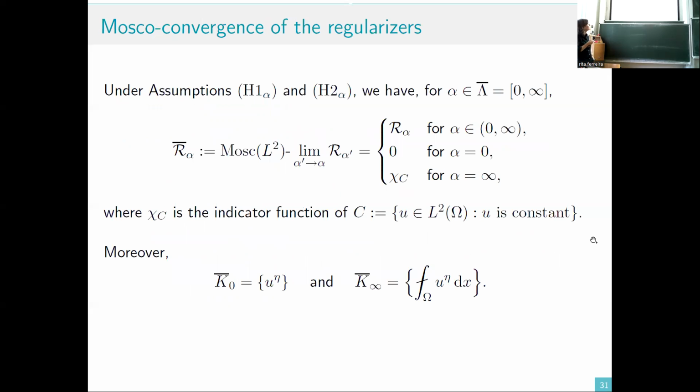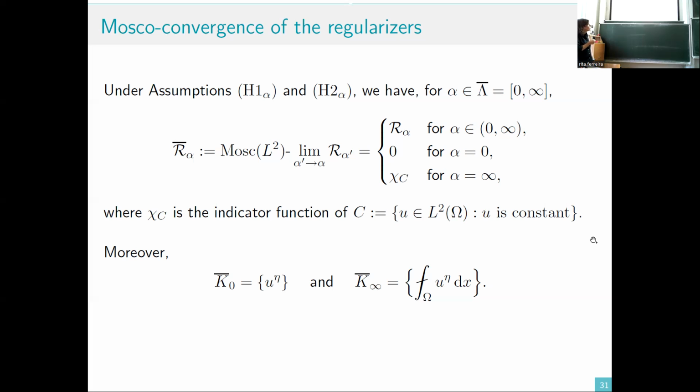And under these assumptions, we can prove that our family does Moscow converge for any alpha in the closure, now from 0 to infinity, including 0 and infinity. And it goes like this. Well, as we already have observed, if you are in the original set, nothing changes. It is the regularizer you started with. At the borders, something happens. At 0, you are not regularizing, you get 0. At infinity, you only get the indicator function for constants. It's only finite for constant functions.